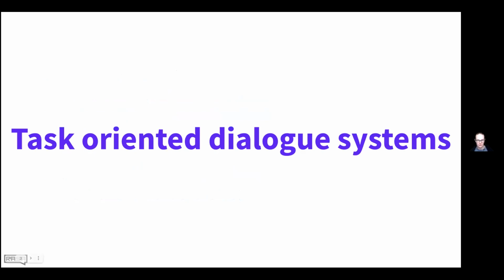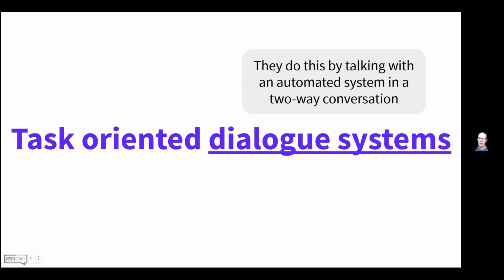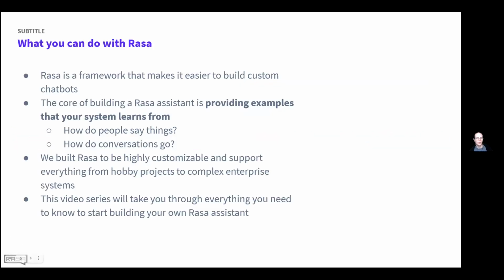The focus of Rasa is on a specific domain called task-oriented dialogue systems. The task is something that the user wants to accomplish and that you want to help the user accomplish, by talking to an automated system in a two-way conversation. You could contrast this with a task-oriented GUI, which is not something people say, but would be the visual equivalent. Rasa is built specifically for that type of task.